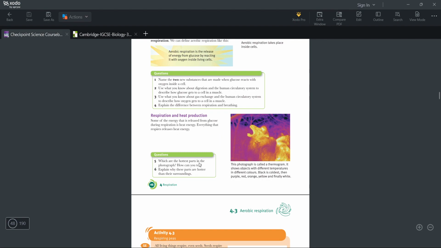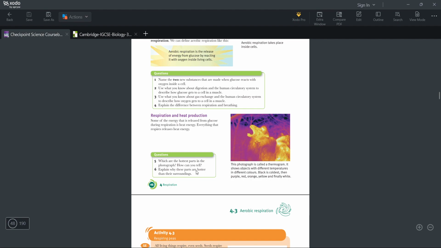Which parts are the hottest parts in the photograph? It'll be anything where this camel is, and you can tell that by reading the caption that the whiter or yellow parts are the warmer bits, and the surroundings of the animal are the cooler bits, because you can see that by the different colors being displayed here.